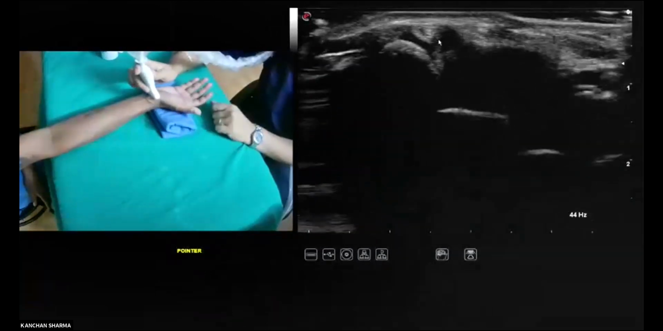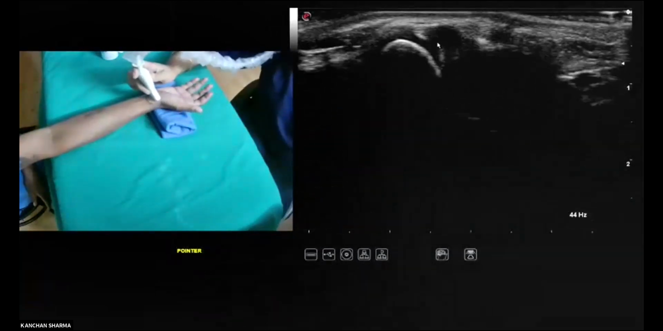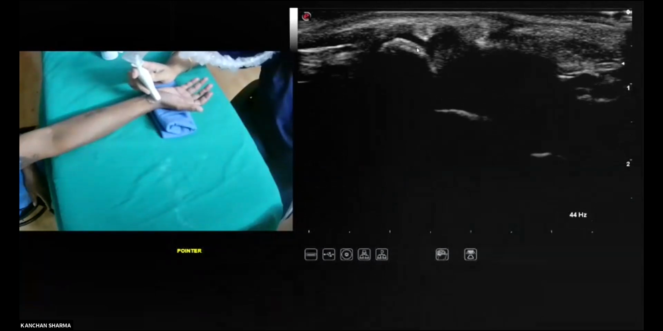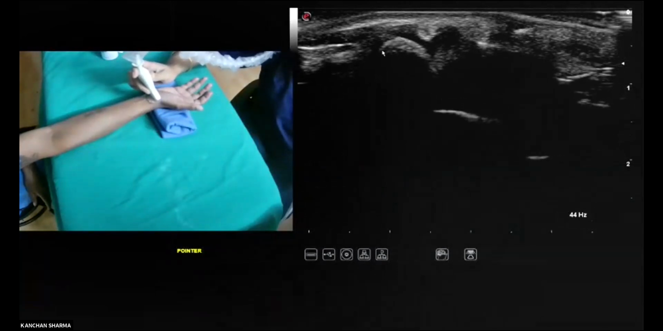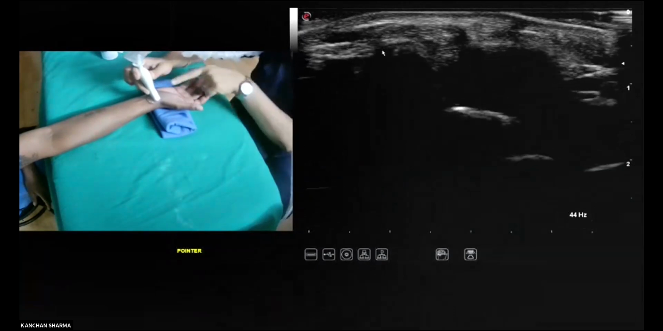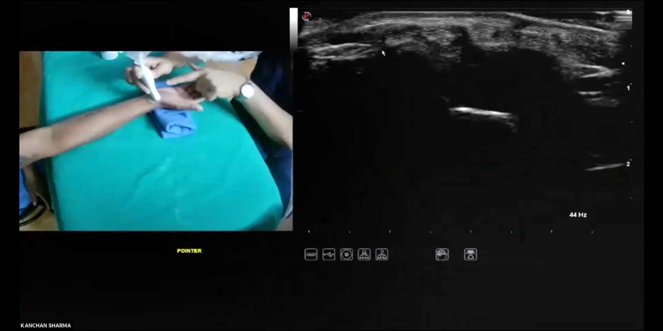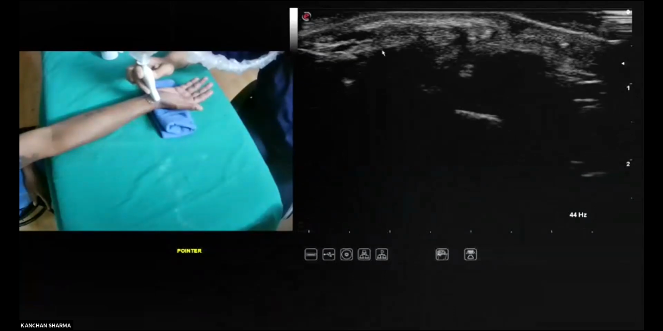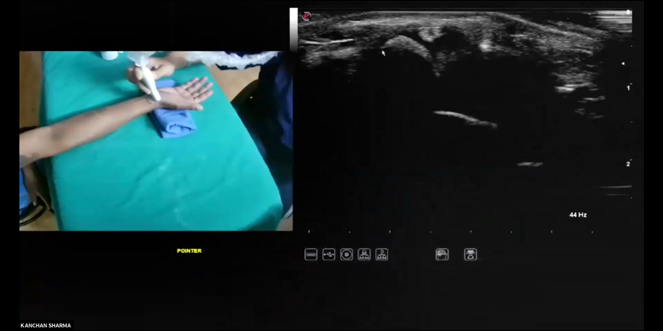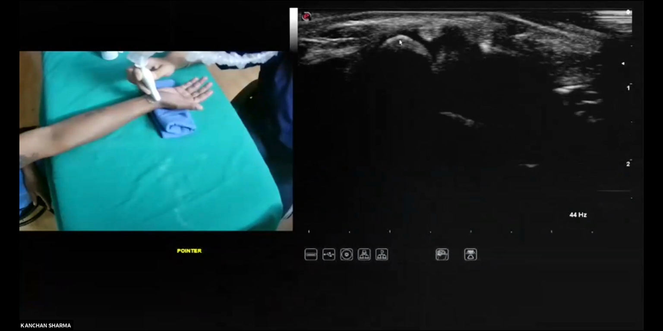So when I'm putting the probe, the U shape I was telling you, this is the U shape. Now this is the lateral side, because I'm holding the probe in the short axis to the lower end of the radius and the ulna, and my marker is towards the lateral side.